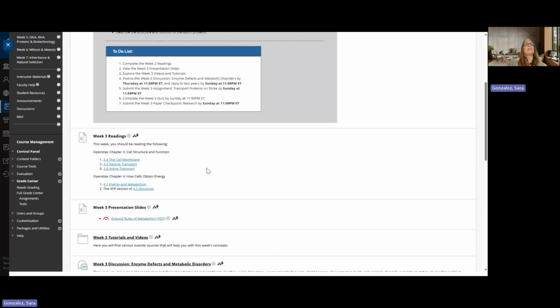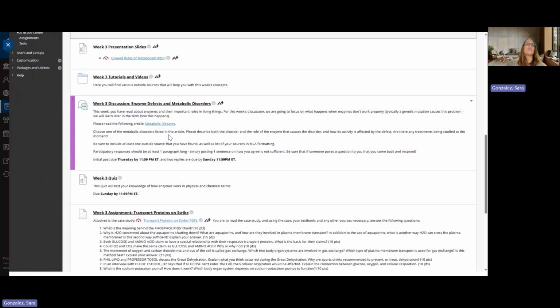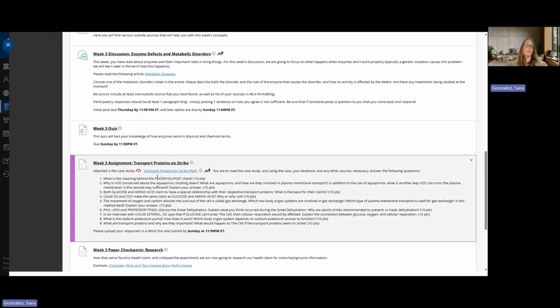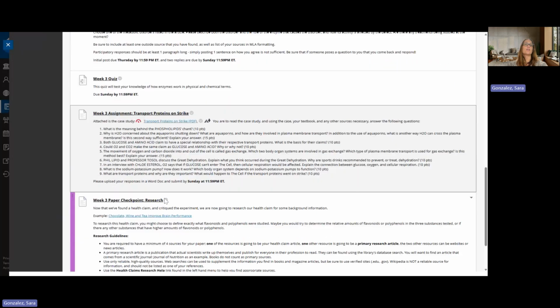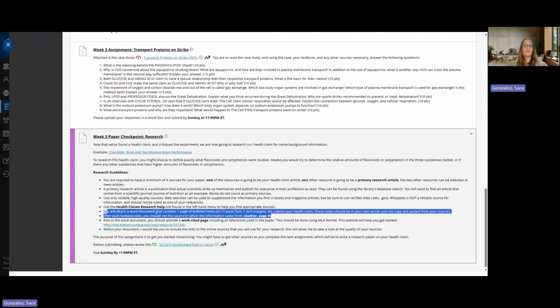So again, just to recap here, your discussion initial post is due on Thursday, talking about a metabolic disorder that's chosen from this link here. Your 2 follow-up responses are due by Sunday. Your quiz and your Transport Proteins on Strike, as well as your research checkpoint, the 4 articles and everything, is also due on Sunday.